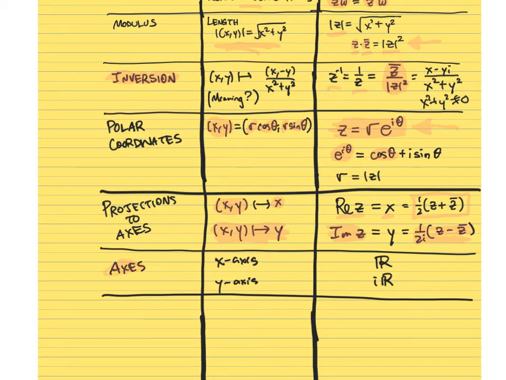And the axes in R2 are the x-axis and the y-axis, and we're just going to use the notation R for the x-axis inside the complex plane. So we think of this as sitting inside of C, and we also have the y-axis in R2, which we'll think of as iR sitting inside of C.